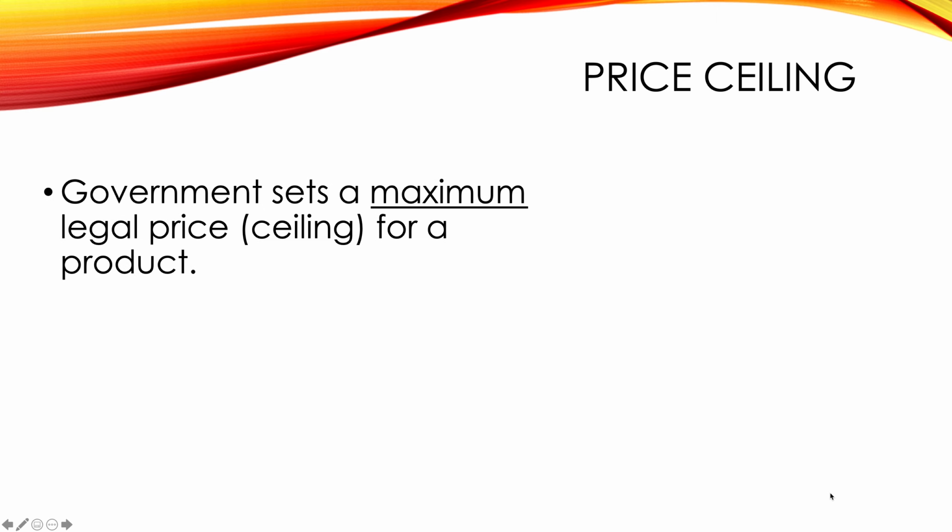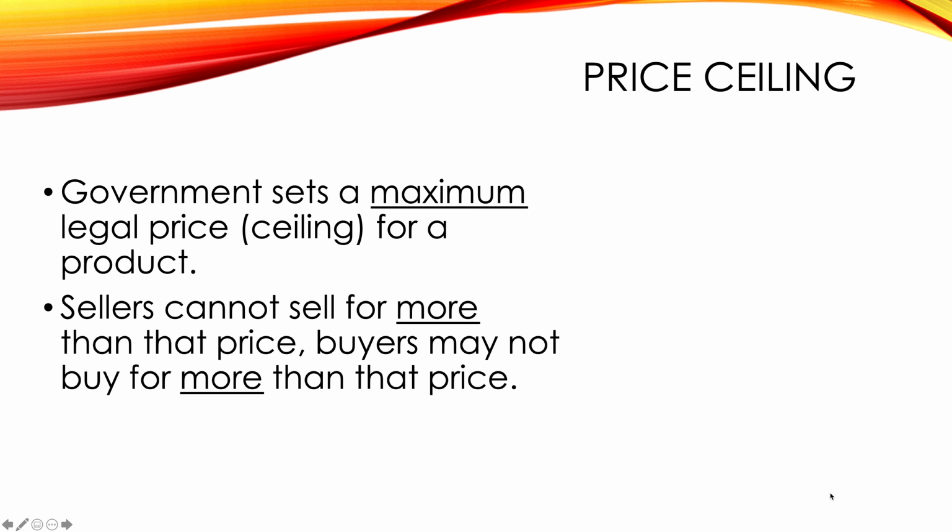So, the first kind of government price control, price intervention, that we're going to look at is called a price ceiling. A price ceiling is when the government sets a maximum legal price for a product. And remember, a product can be a good or a service. So what that means is sellers cannot legally sell for more than a certain price. It puts a cap on how much they can sell for. But don't forget, in a market, there's always a buyer and a seller, right? It's two parties. A price ceiling also makes it illegal for buyers to pay more than a certain price. So keep that in mind.